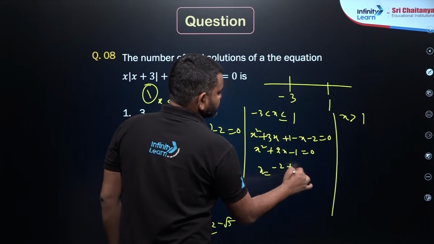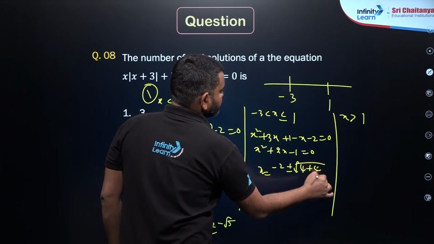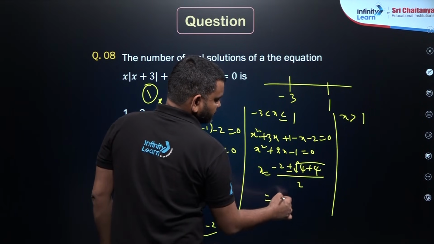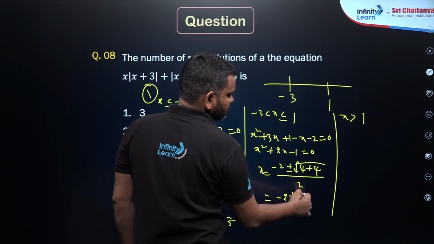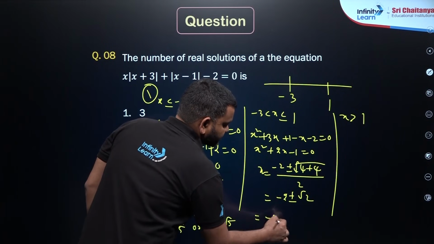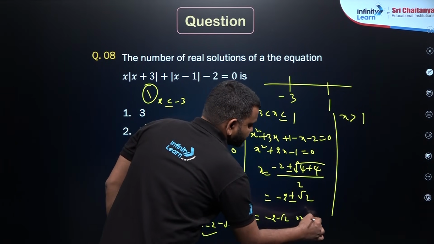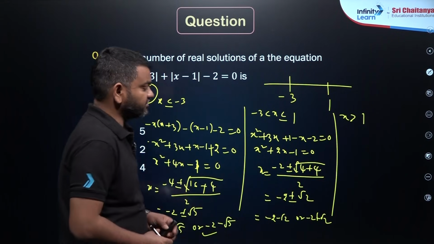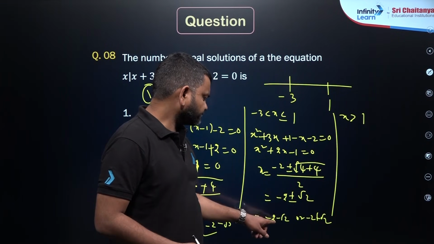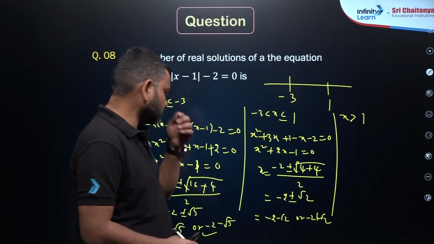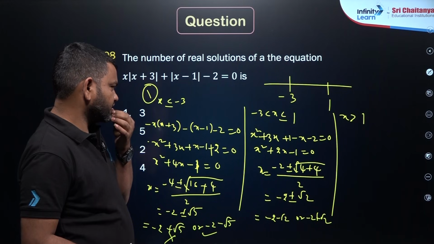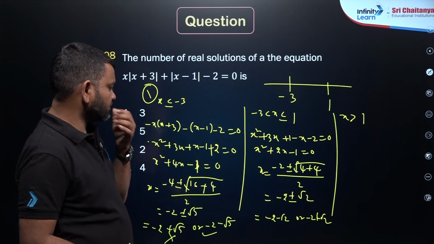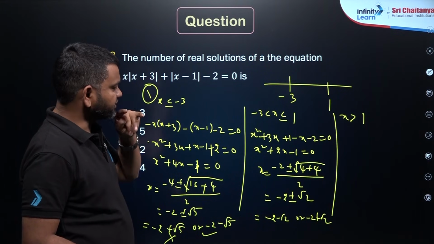x is equals to minus 2 plus or minus, this is going to be 4 plus 4 divided by 2. So here I am going to get minus 2 plus or minus under root 8, so 2 root 2, so only root 2 is going to be there. So minus 2 minus root 2 or minus 2 plus root 2 is what I am going to have. So both the values, minus 2 minus root 2 and minus 2 plus root 2. Minus 2 minus root 2 is not there, but plus root 2 value should be there.